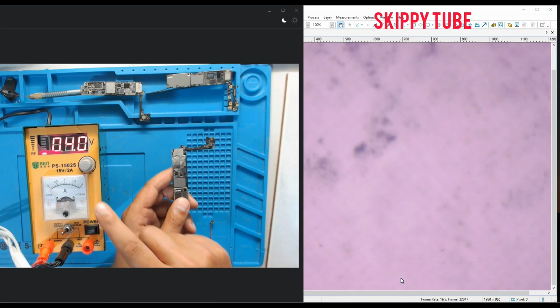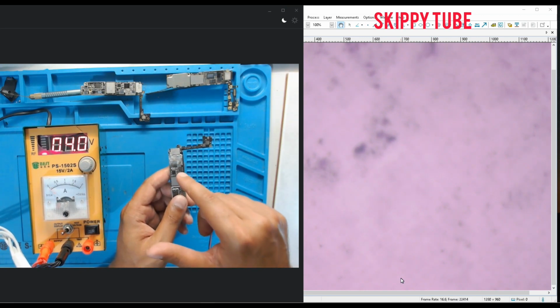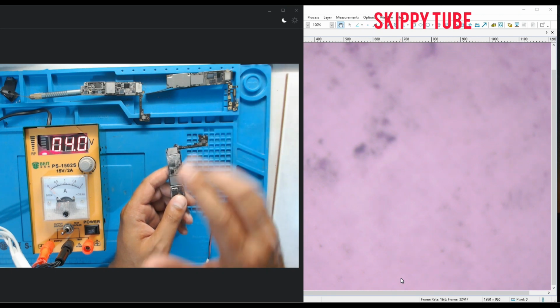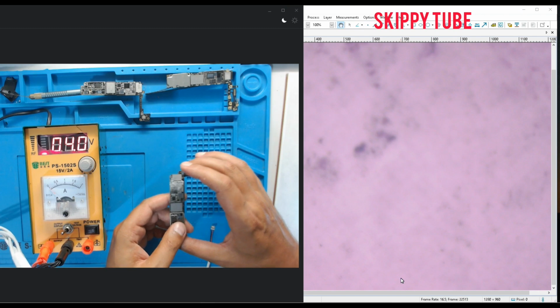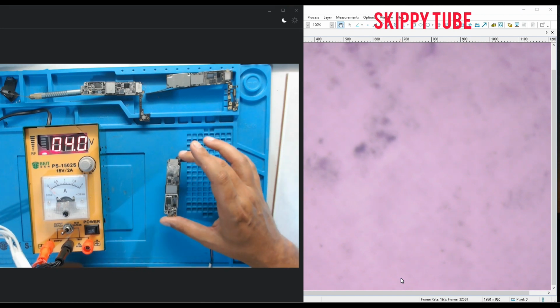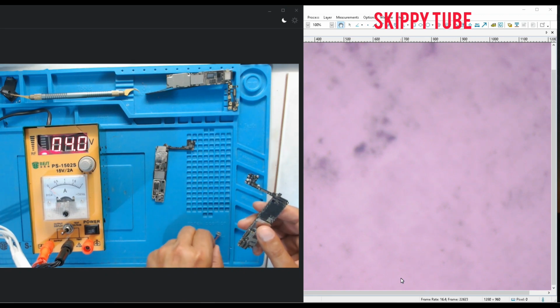When you use this one to inject voltage with this power supply, it doesn't show the faulty capacitor. But with the 5 amps, it easily shows the faulty capacitor. You see, okay, that is showing what's happening.